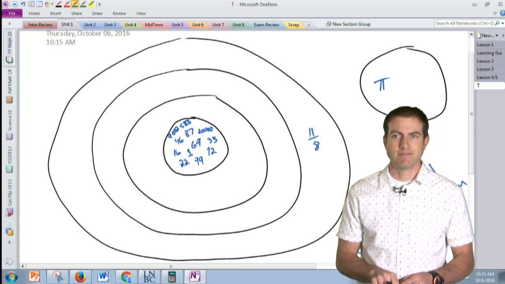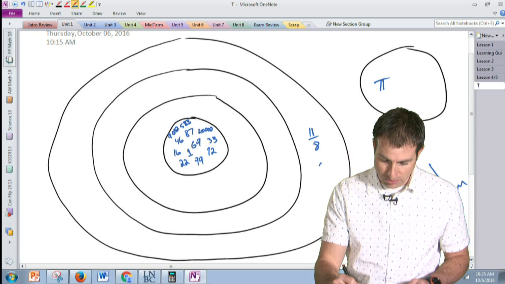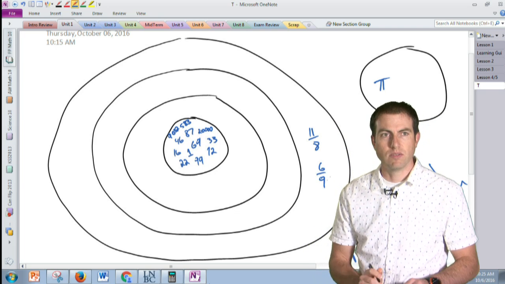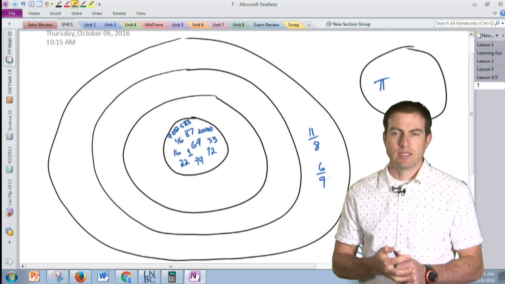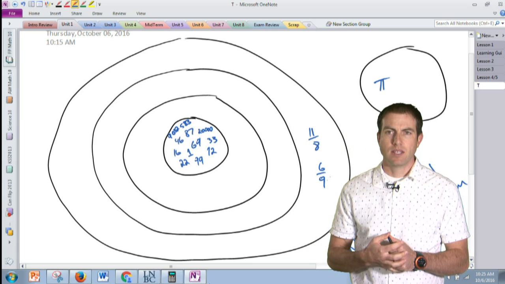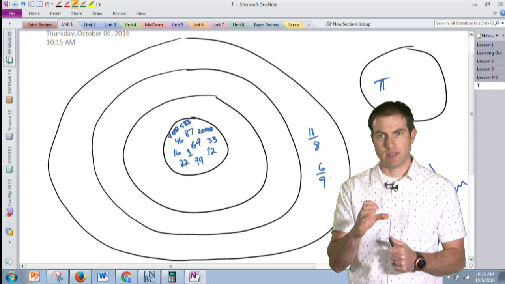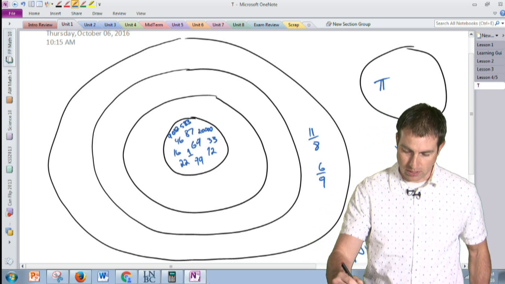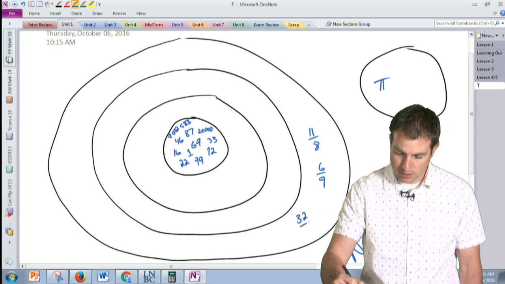Numbers you might have seen before. 6/9. All right, 6/9. I'm going to put that over here as well. It's going to go out in the outer ring. We've seen lots of different numbers. We've got that middle ring dialed, I think, with some numbers. 32 over 6, okay, that's going to go here.